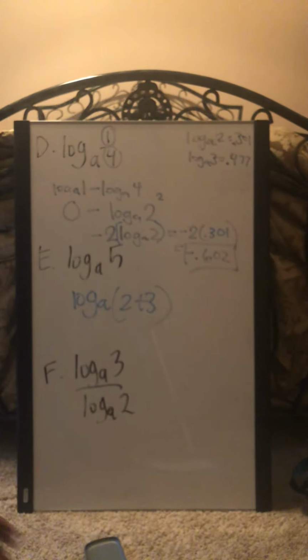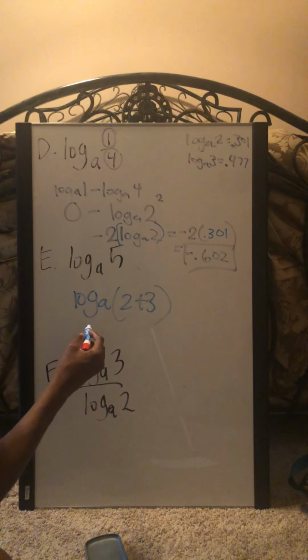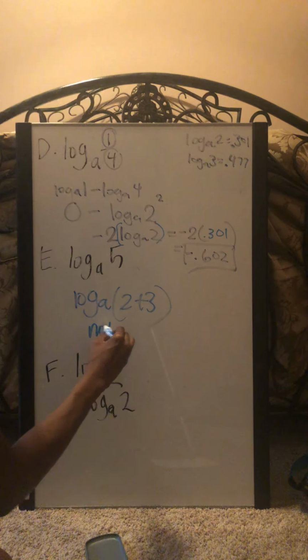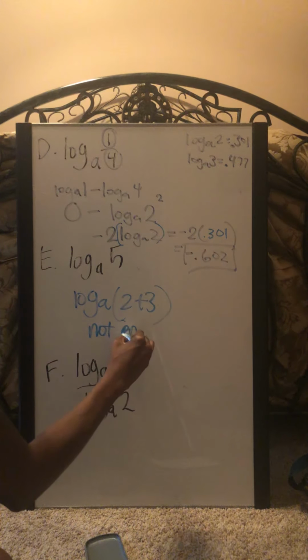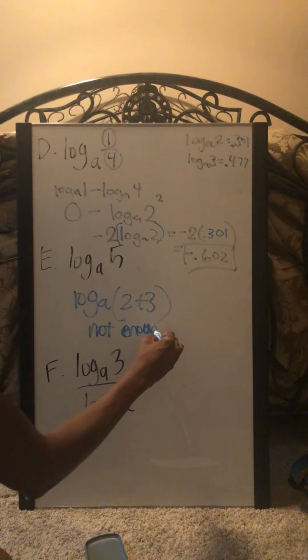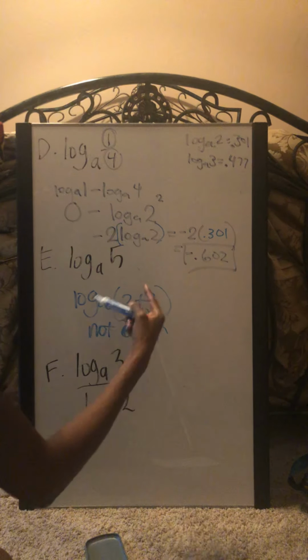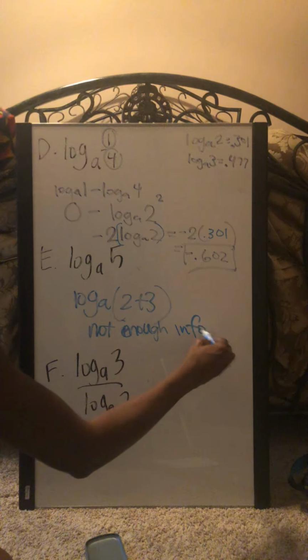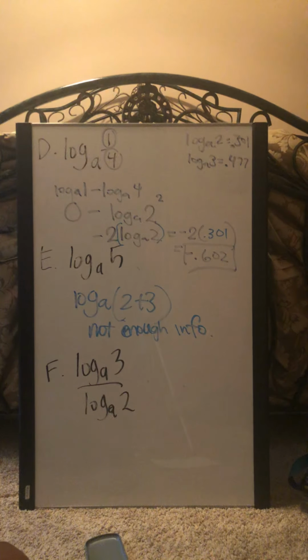So for E, it doesn't mean that it doesn't exist. It just means that there's not enough information. Not enough information to determine what the answer is, okay?